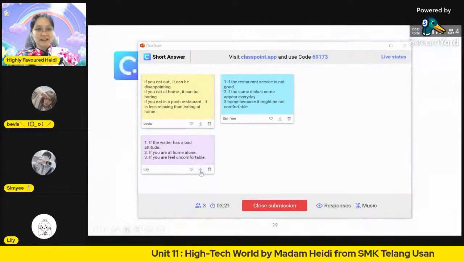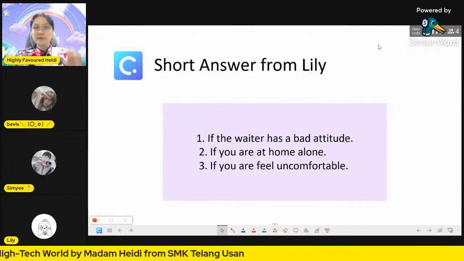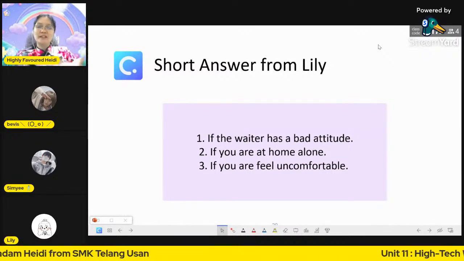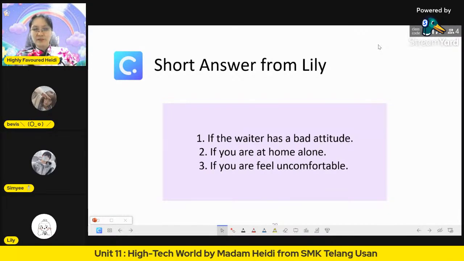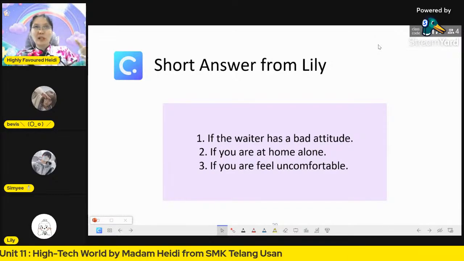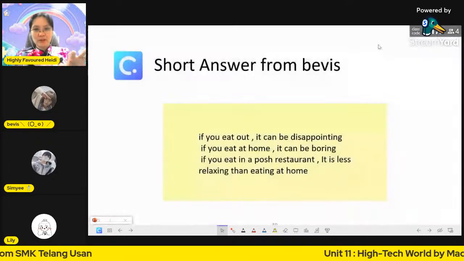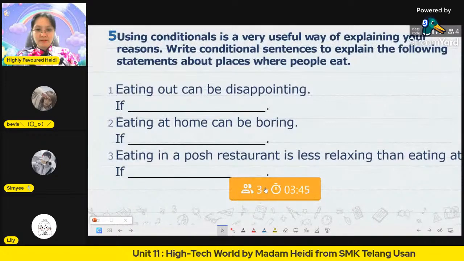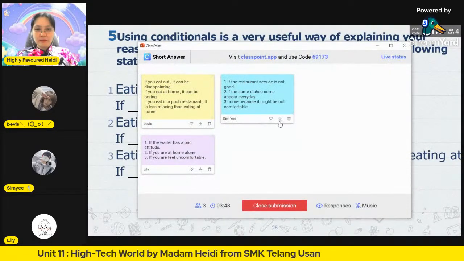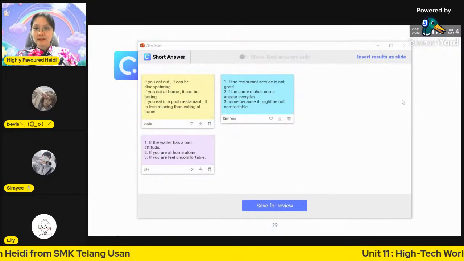Lily said, if the waiter gave bad attitude, exactly, you will be disappointed. And if you're eating alone, boring, yes. If you are feeling uncomfortable, correct. Posh restaurant, some of it you feel very uncomfortable, because you cannot talk loudly, you have to talk softly, that kind of thing. Okay, there's one more. That's it. I think I will close the submission. I think I have discussed enough.